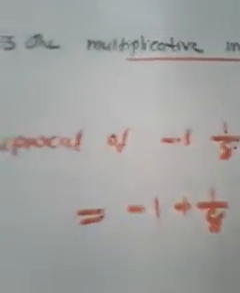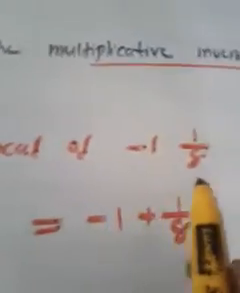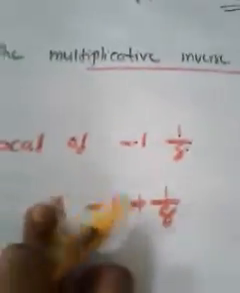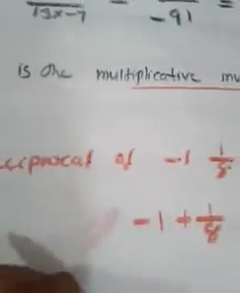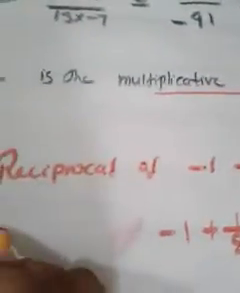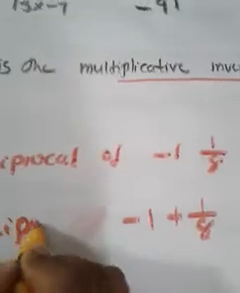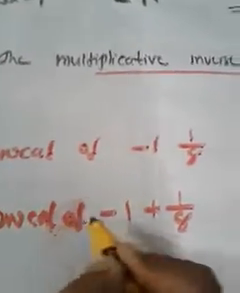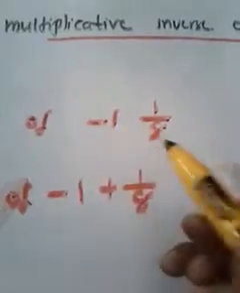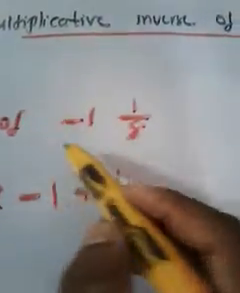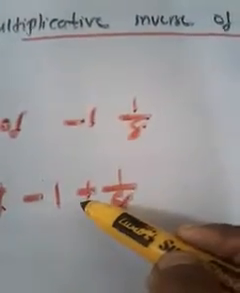Are you following me? So in order to calculate the reciprocal of minus 1, 1 by 8, we have to make it a proper fraction. Then only we can take the reciprocal. So the reciprocal of minus 1, 1 by 8 means the reciprocal of minus 1 plus 1 by 8. If there is no operation, I told you that it was multiplication. But in the case of a fraction, it is addition. Are you following me?